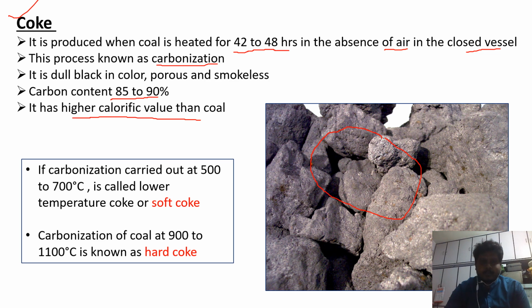Cokes are of two types, soft coke and hard coke. If carbonization is carried out at 500 to 700 degrees centigrade, that is called soft coke. If carbonization is carried out at 900 to 1100 degrees centigrade, that is known as hard coke.